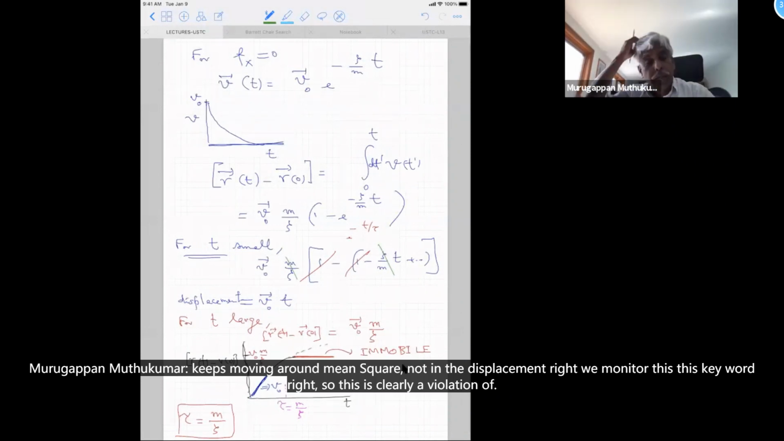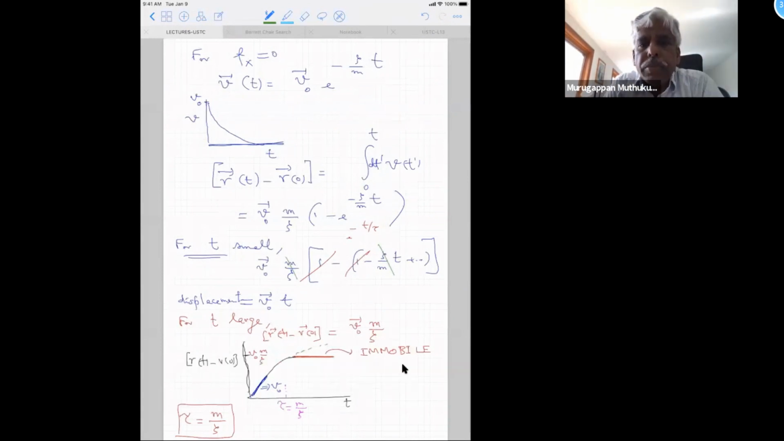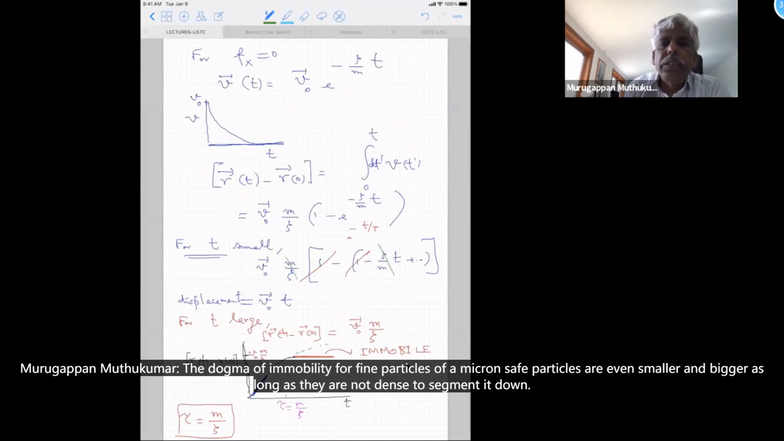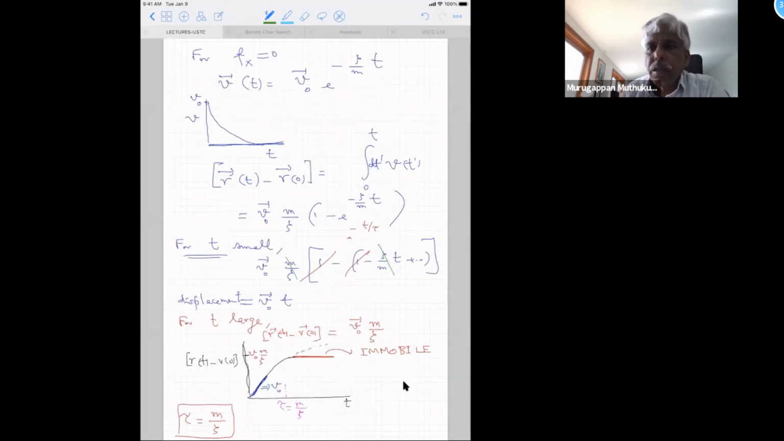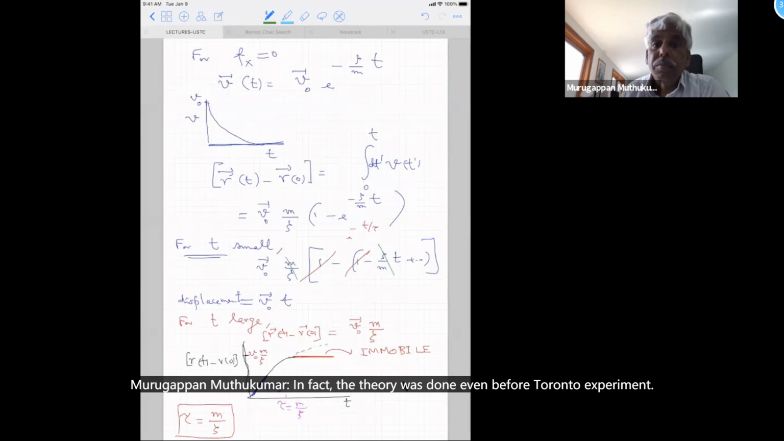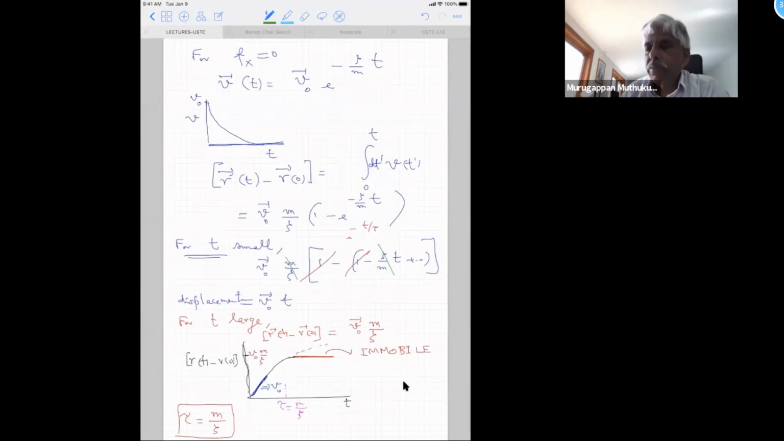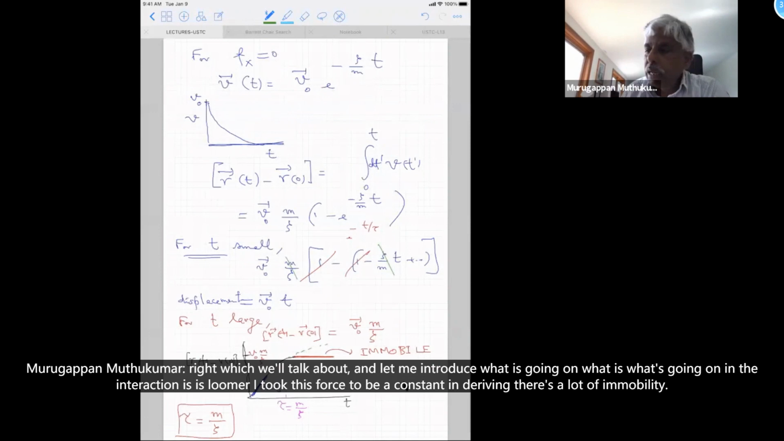This keeps going, right? So this is clearly a violation of the dogma of immobility for fine particles, micron-sized particles or even smaller, or even bigger, as long as they are not dense enough to sediment down. So that created a new way of thinking. In fact, the theory was done even before Perrin's experiment, which we'll talk about. And let me introduce what is going on.